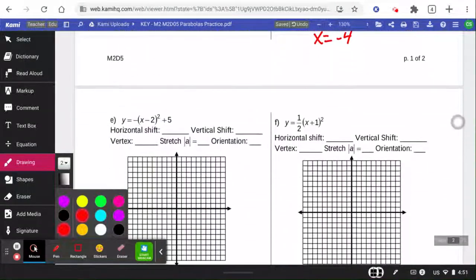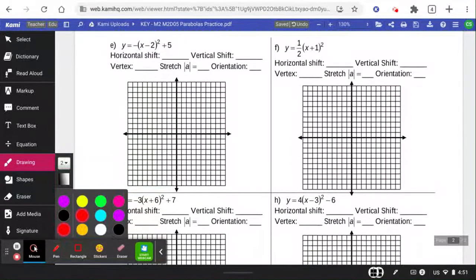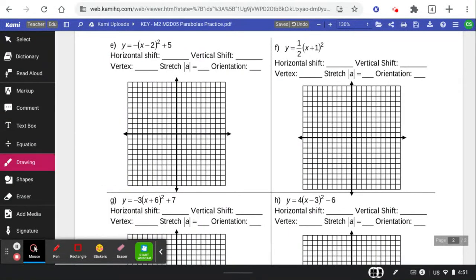All right, if you haven't yet, pause the video and try to do these on your own. Okay, let's see how you did. Horizontal shift of this one is right 2. Vertical shift up 5. My vertex is at 2, 5 then. Okay, my stretch is going to be an invisible 1. There's no number there, so it's just 1. And my orientation is down.